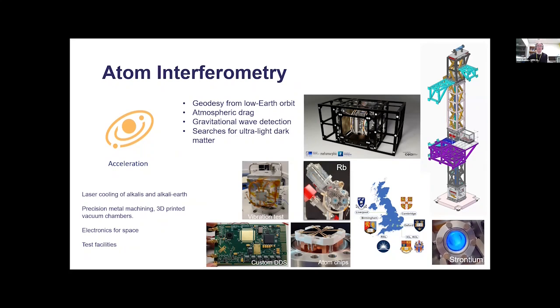We're also interested in fundamental physics. So we're part of a ground-based project, which is called AEON, which is looking at using strontium atom interferometry for gravitational wave detection and searching for ultralight dark matter. We've developed custom electronics for space, 3D printed vacuum chambers and atom chip capabilities. And so we're looking to expand upon these in the future.